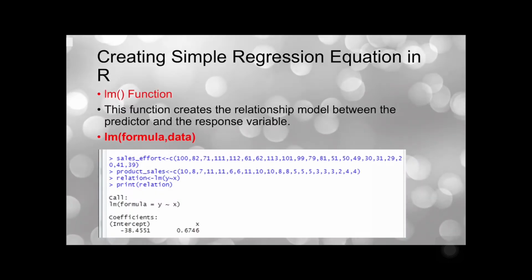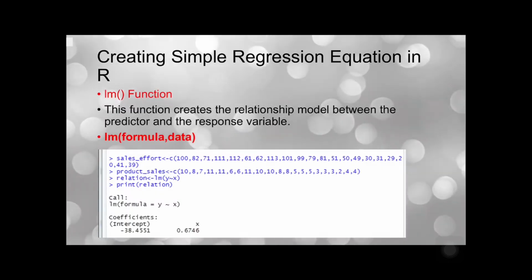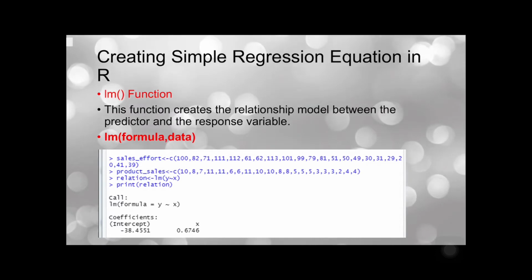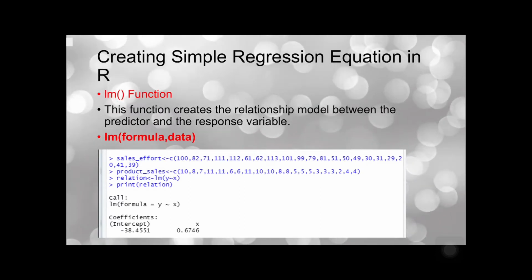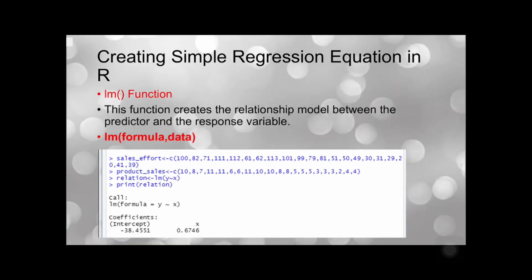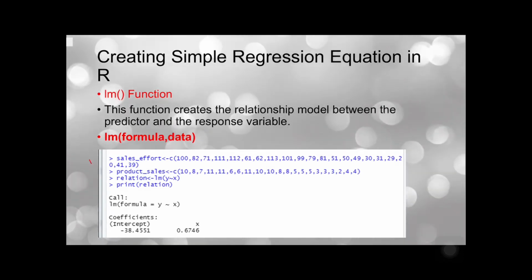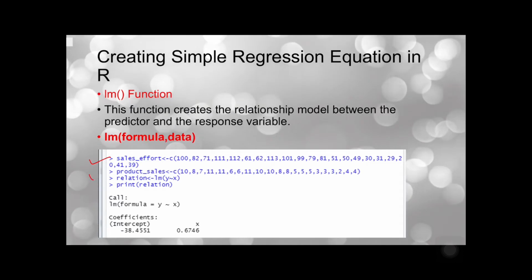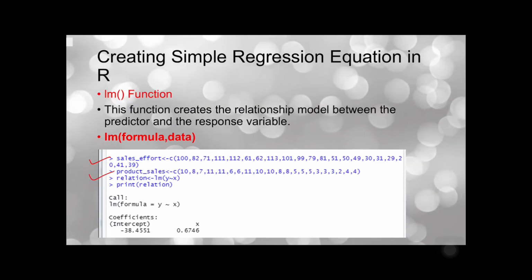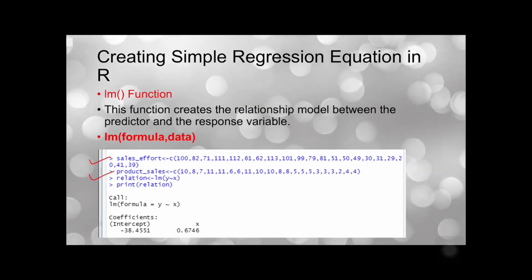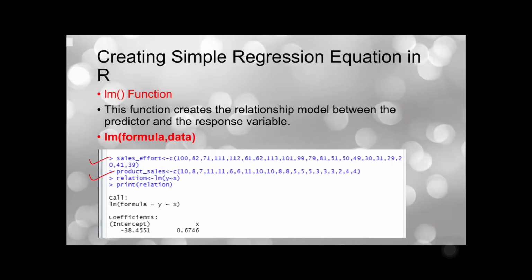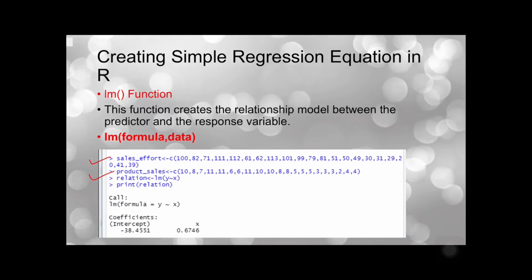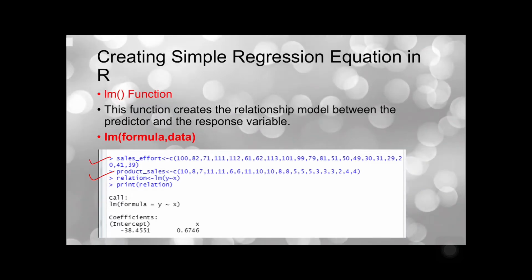Now, how to perform simple regression in R? Simply we have to use the function lm(formula, data). To execute the simple linear regression, we have used two variables. The first is sales effort and the second is product sales. Sales effort is nothing but the number of hours of effort put in by the salesperson, whereas product sales is the number of sales closed by the salesperson.